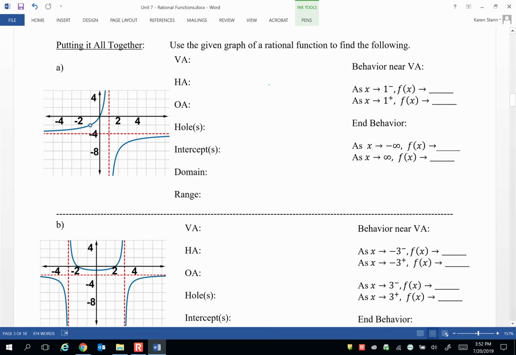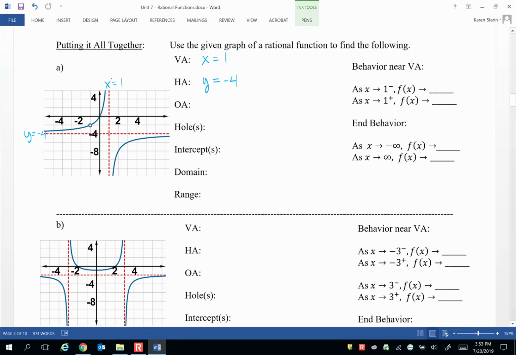So as I look at example A, the vertical red dashed line is at x equals 1. So the vertical asymptote, it's an equation of a line, we would say is x equals 1. There's also a horizontal dashed line at y equals -4. So y equals -4. That's our horizontal asymptote. So when you're asked for asymptotes, they're equations. Vertical asymptotes are always x equals, and horizontal asymptotes are always y equals.